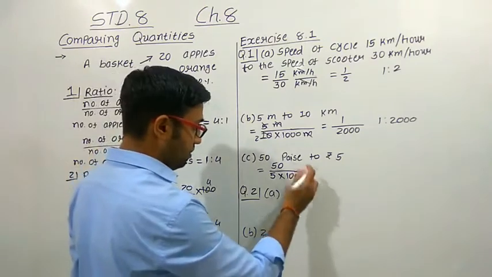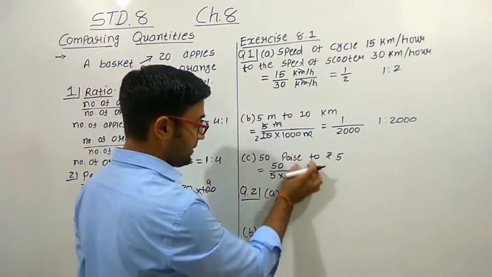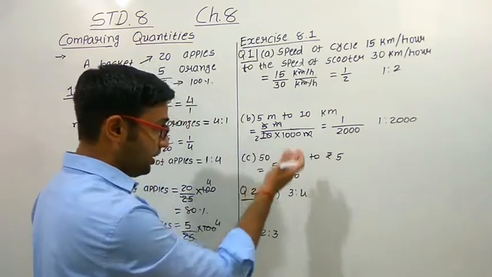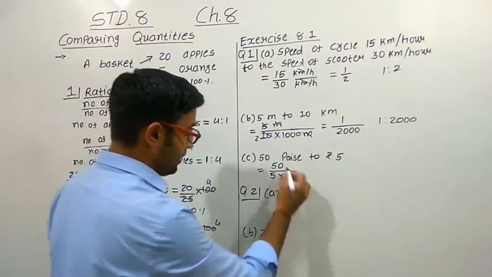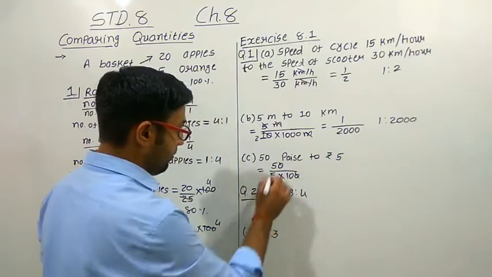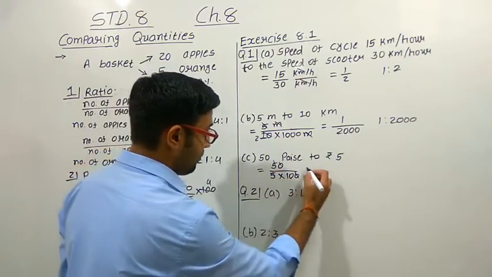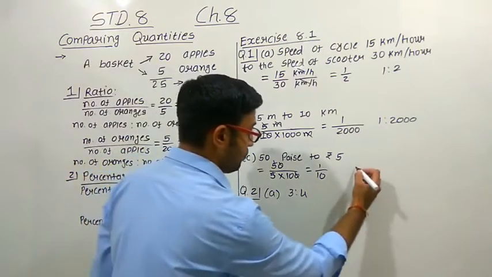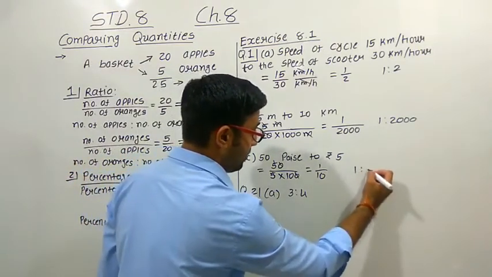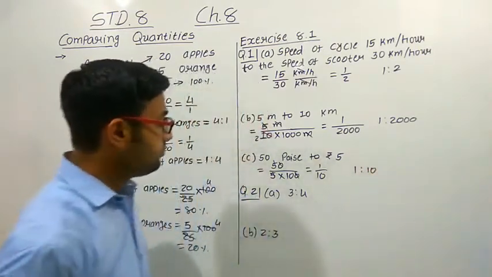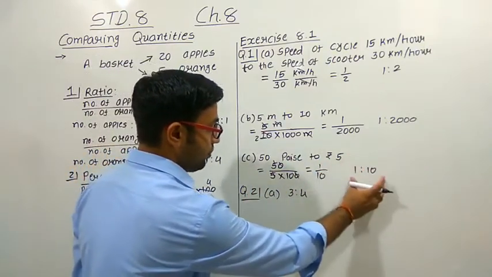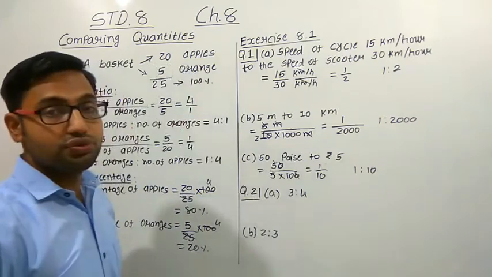Okay. Now both have the unit paise, so in this way they will cancel each other. So now there is no need to write down the unit. Okay, 0 0 will cancel each other, 5 5 will cancel each other. So what will remain is 1 upon 10. So this ratio we can say is 1 is to 10. So 5 paise to 5 rupees is equal to 1 is to 10.